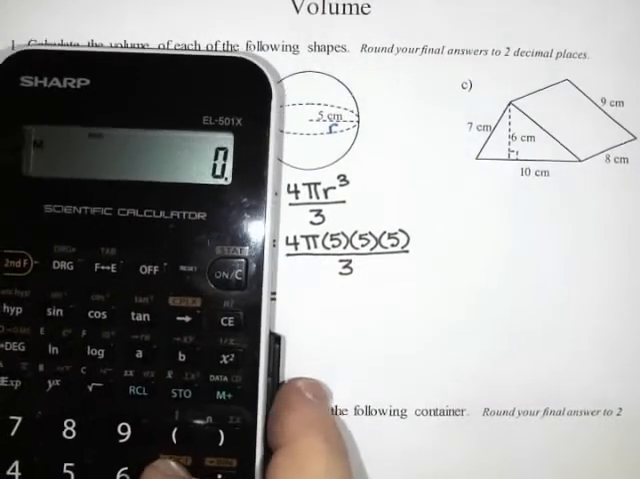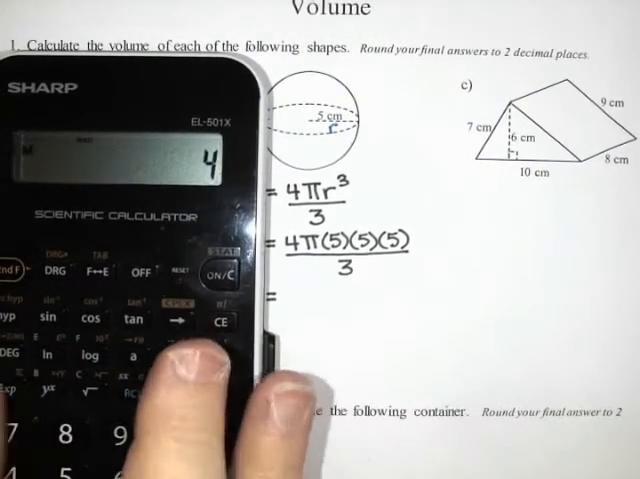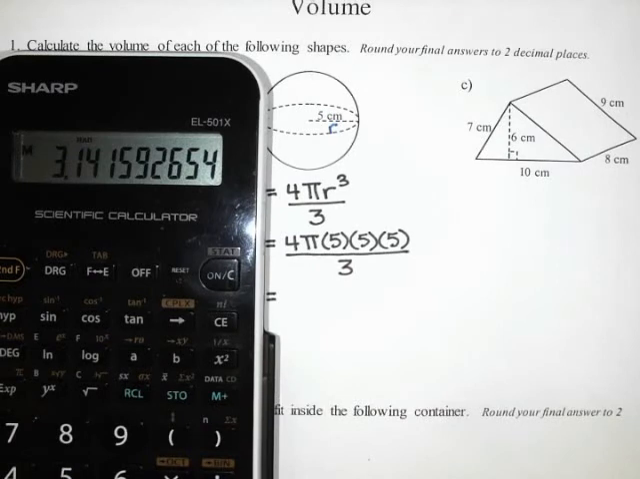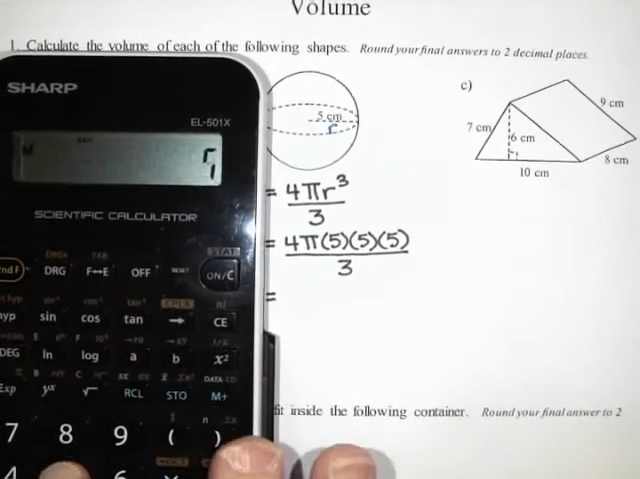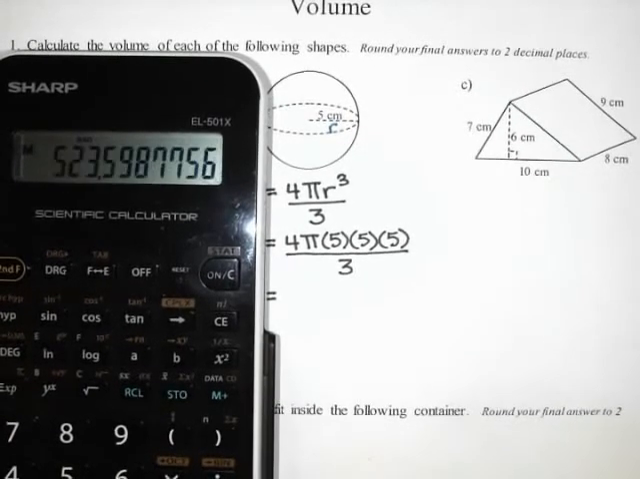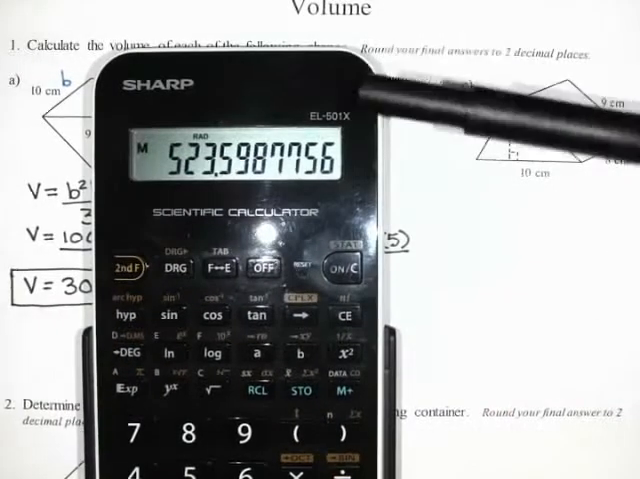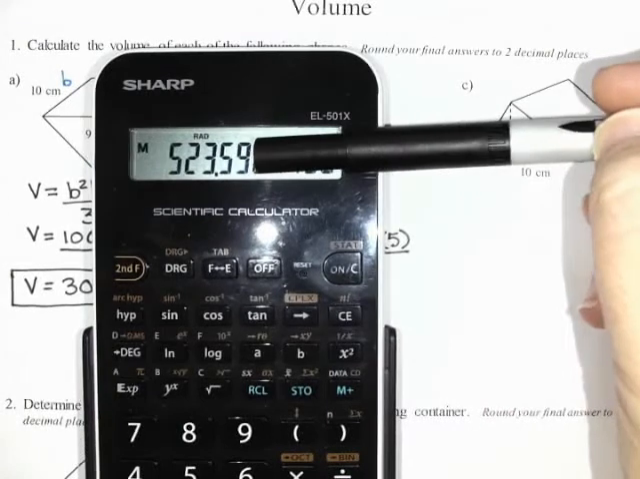It happens. So I'm going to do 4 times. I'm going to use my pi button. If you do not have a pi button, 3.14159, please. And then times 5, times 5, times 5, and then divided by 3. And I got 523.59.